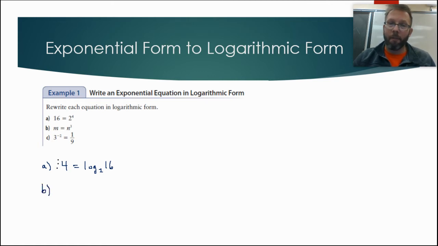In our next example, m equals n to the power of 3. The exponent is 3. The base is n. We're doing the logarithm of m. That m has an extra thing on it.